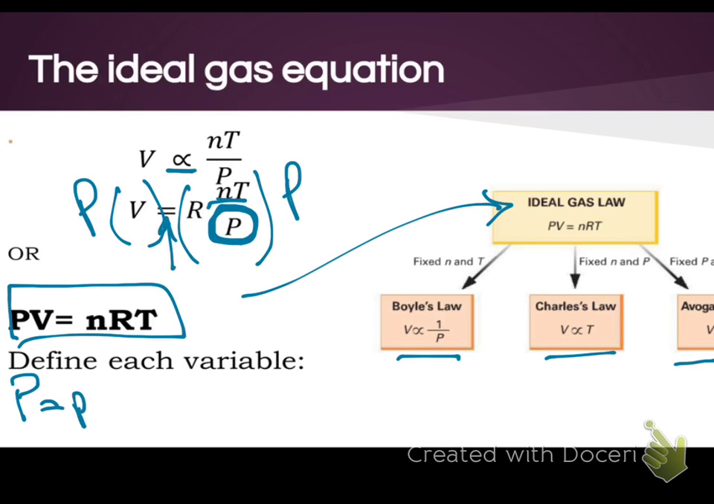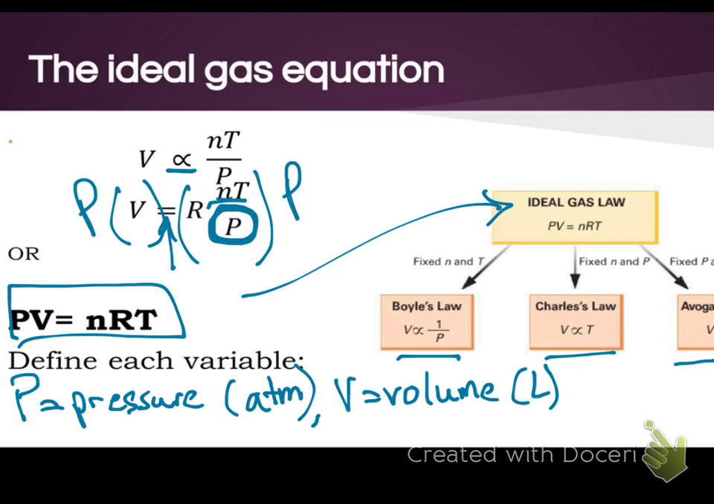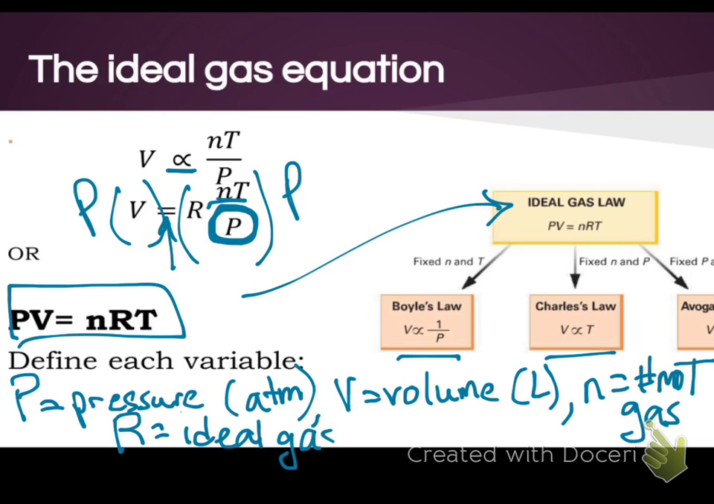The variable P is pressure. The unit is almost always in atmospheres. So if I get a pressure that's not in atmospheres, I know I probably have to convert it right away. V is volume, almost always in liters because gases occupy a lot of space. N is the number of moles of gas, not total moles. There could be solids and liquids there. They don't matter. Just the gases matter. R is the ideal gas constant, which we had on the prior page. It's just a number. And T is, of course, temperature, and it's always in Kelvin.